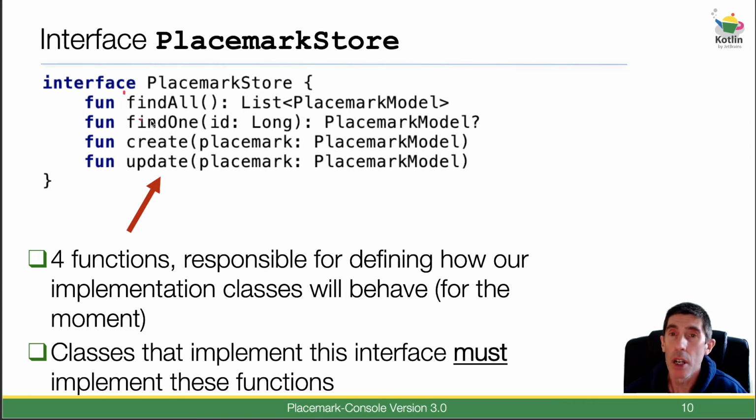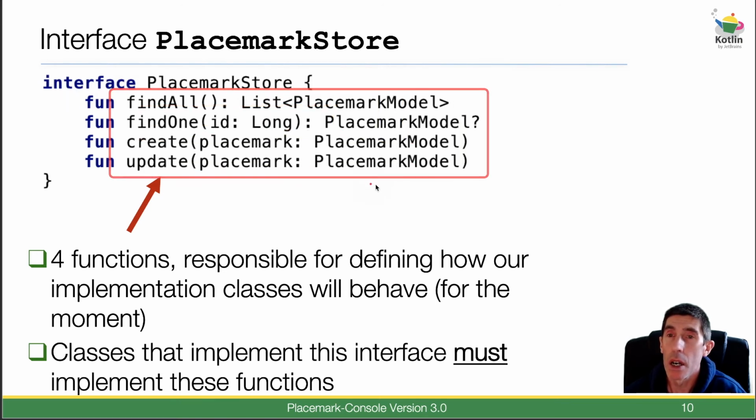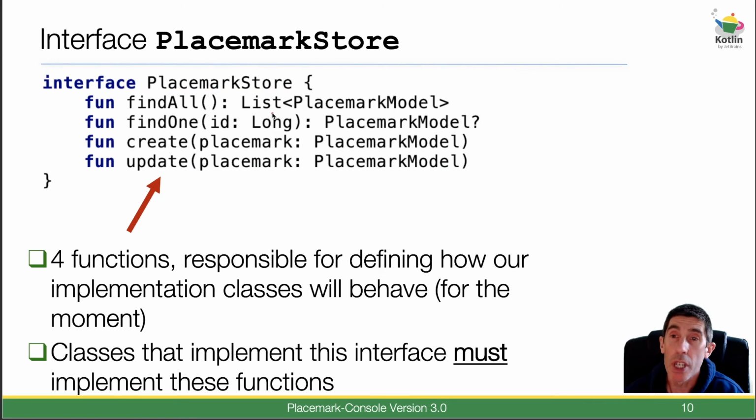Our find all returns a list of placemark model objects. Find one, again, will return one individual one. Create takes an object of type placemark model, as does update. Okay, so these 4 functions are responsible for defining how our implementation classes will behave, and again that may change over time, but for the moment that's what we're going to have.